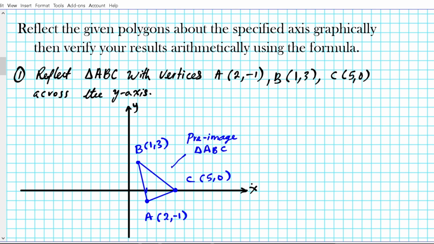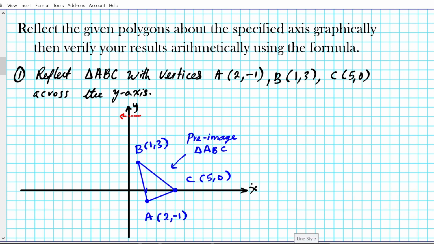That's this one. All right, so now what we're going to do is reflect across the x-axis. What does that mean? To reflect across the x-axis basically means we're going to flip this triangle across the x-axis. Imagine as though the y-axis is the mirror.